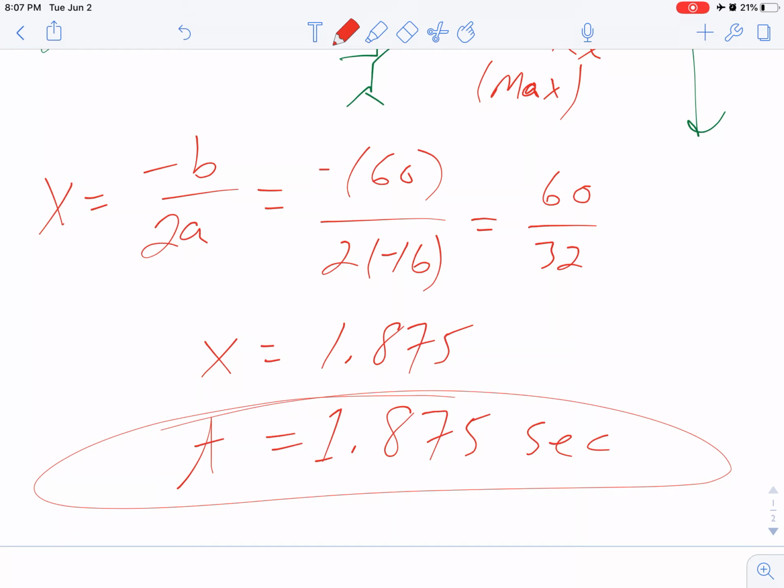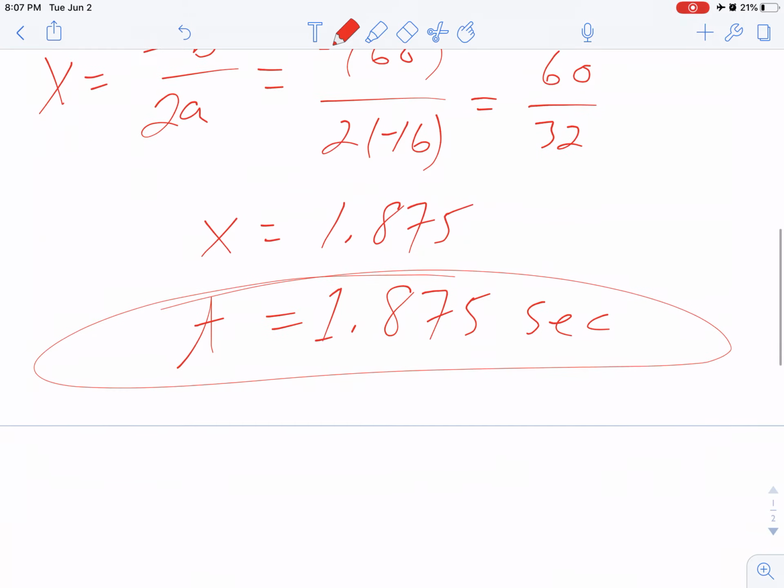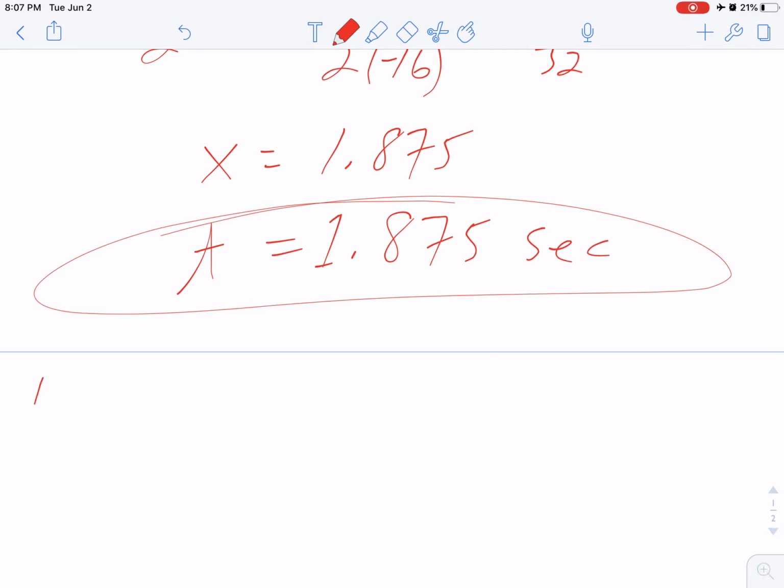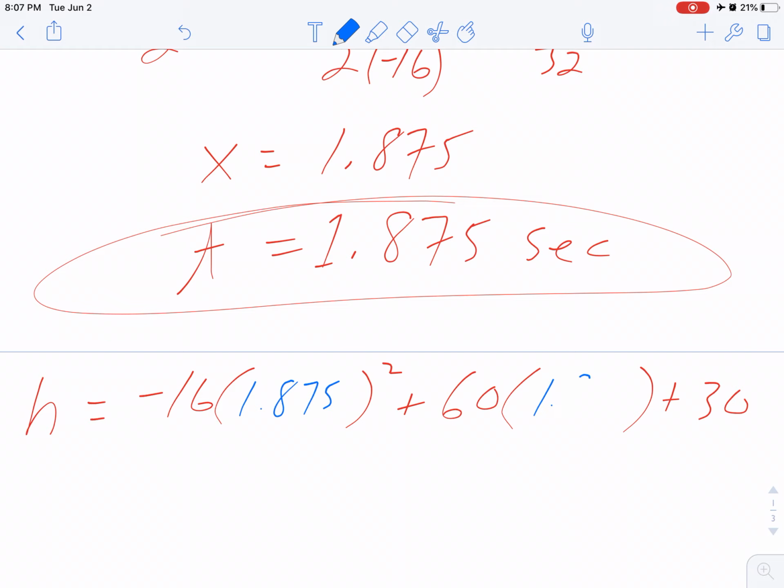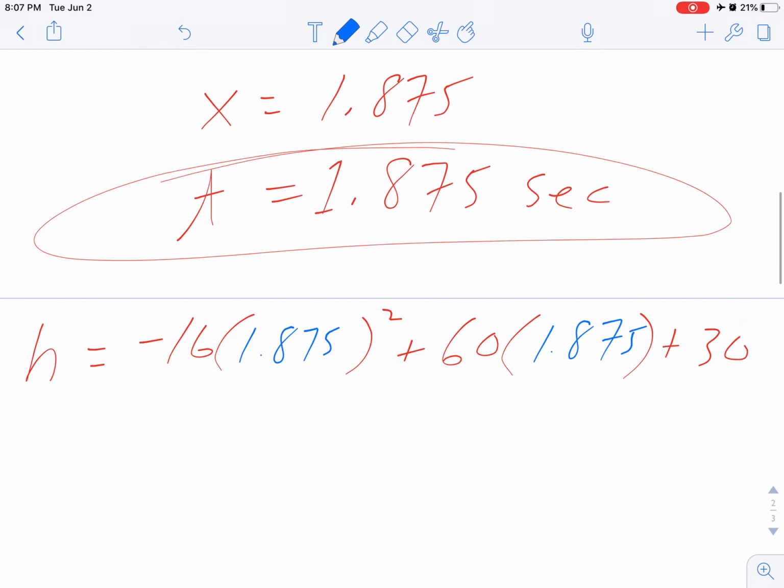But the other question, it says, and then find the maximum height. Well, to find height, we need to plug that value back into our original function. So our original function was negative 16t squared plus 60t plus 30, and we just figured out t. So this is again one just for your calculator. You type it in properly, you should get the right answer. I would type it in just like I wrote it there, and it should be fine.